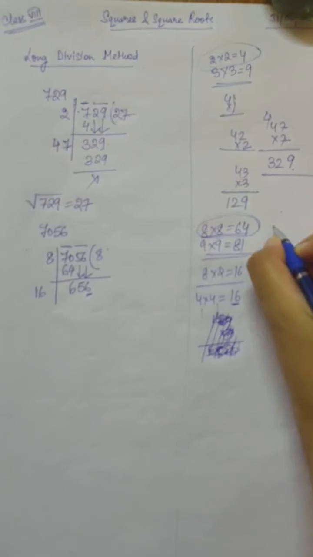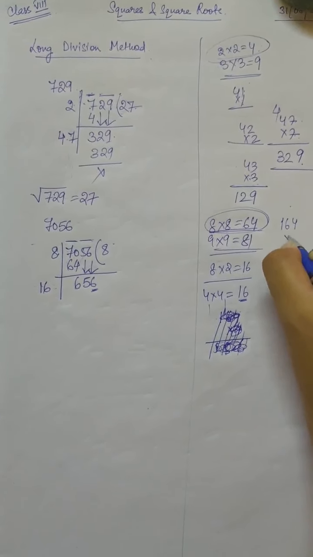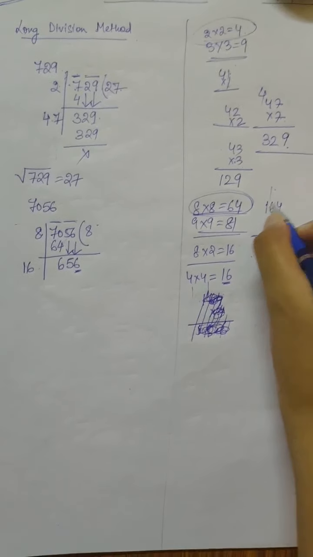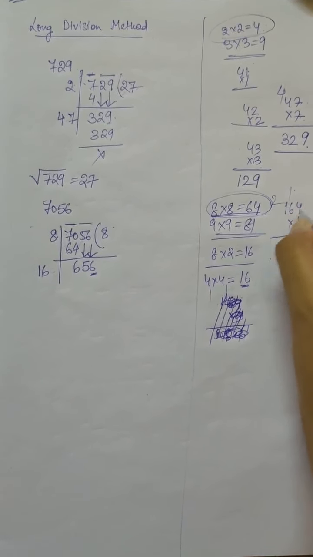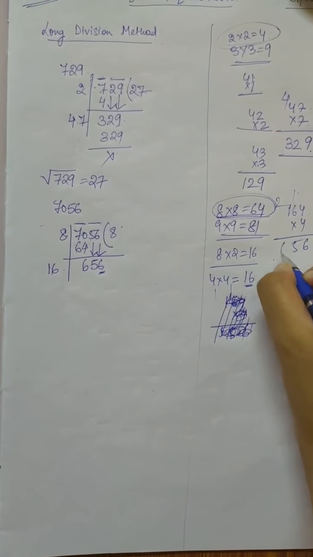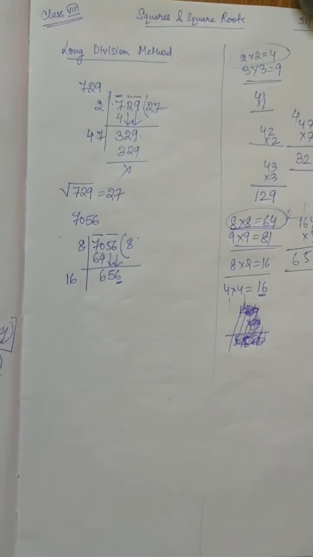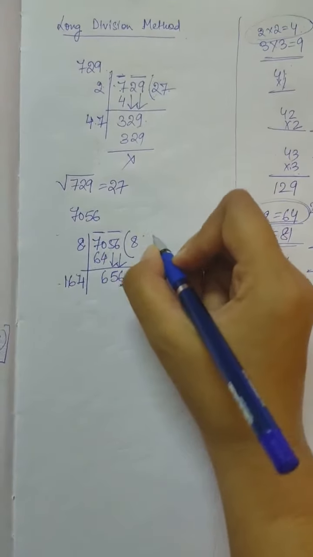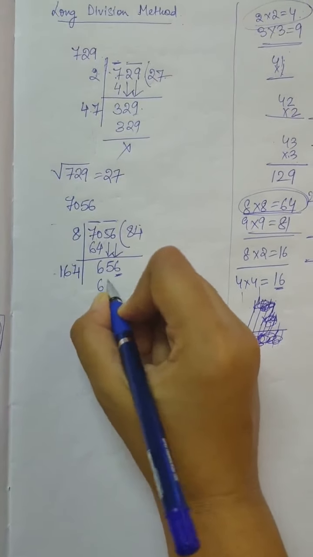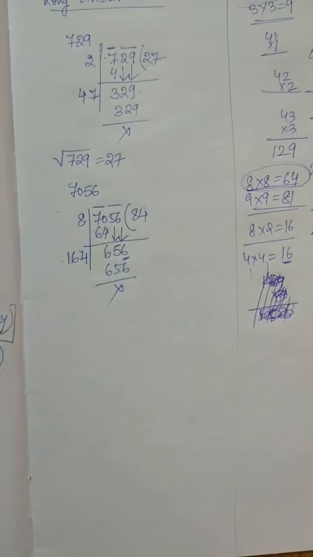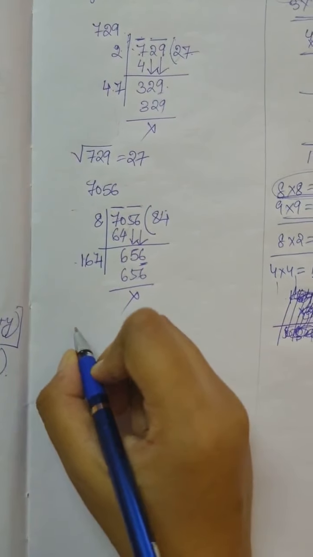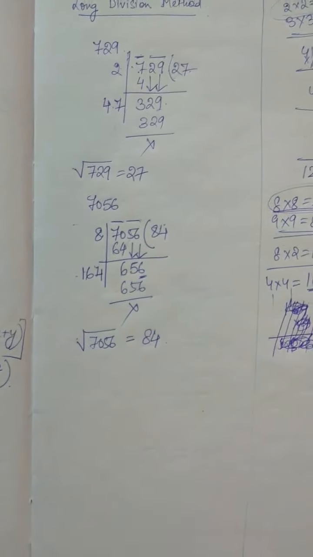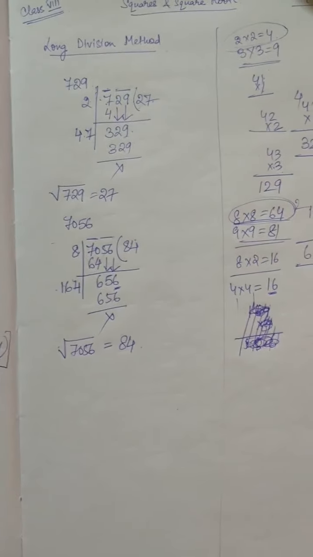Now if I multiply 4 with this number, so 164 and 4 gives us: 4 into 4 is 16, carry 1, 4 into 6 is 24 plus 1 is 25, so carry 2, 4 into 1 is 4 plus 2 is 6. So we are getting 656. So with 16 we have to take 4. So 164 into 4 will give us 656. So no more remainder here. Okay, so that means we can say that the square root of 7056 is 84. So this is the next one where we have taken a 4-digit number.